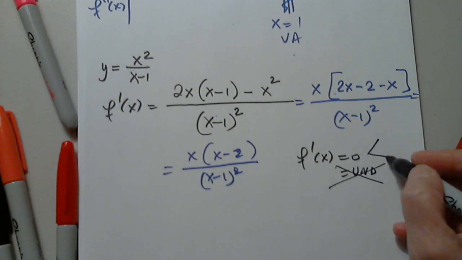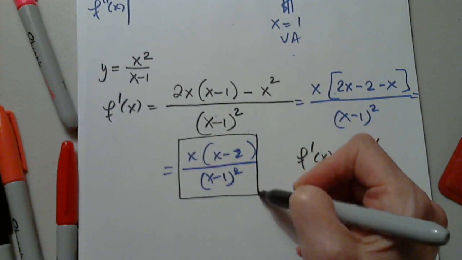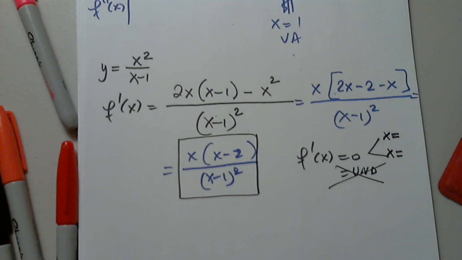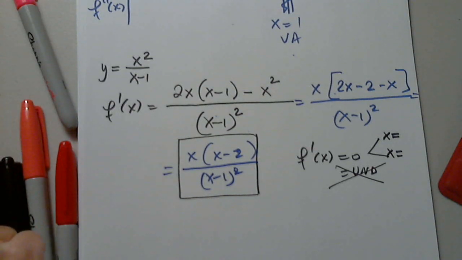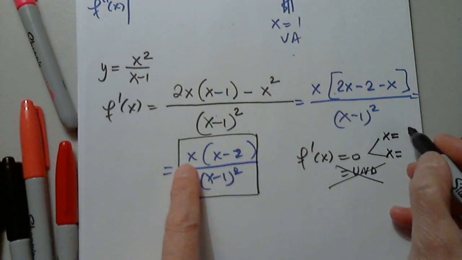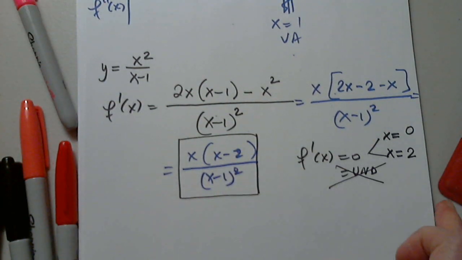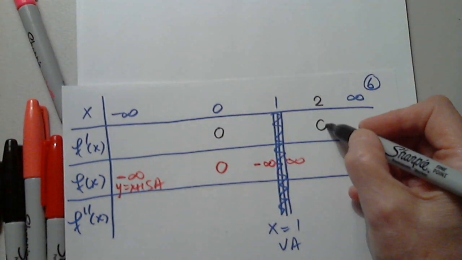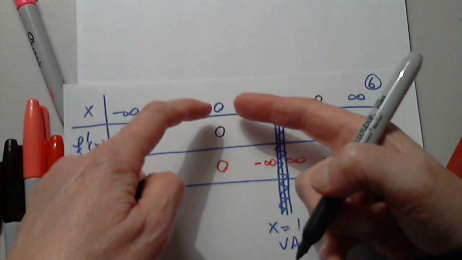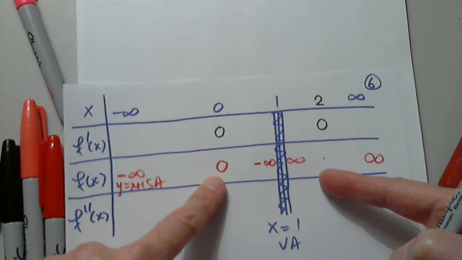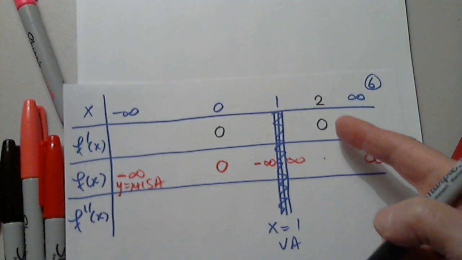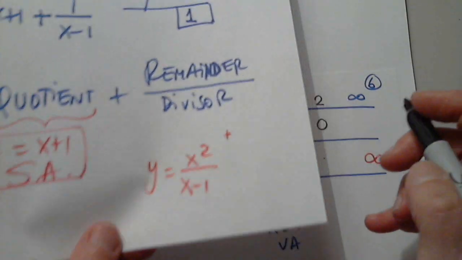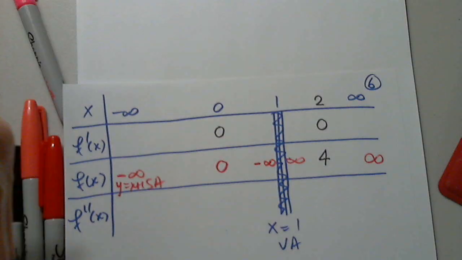But what are the options for this function to be 0? The numerator would be 0. Good. So x would equal 0 or 2. Excellent. Back to the table. 0 and 2. I have to plug in 2 in the function. Every time I put an x value, I also have to find the y value immediately. So when I plug in 2, 4 over 1. 4 over 1 is 4.